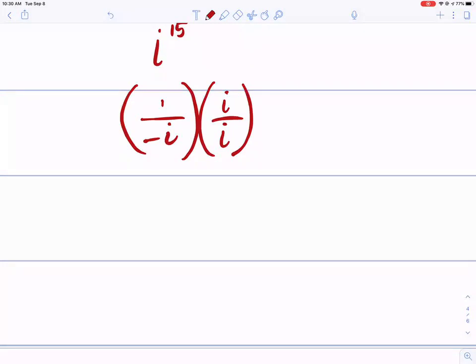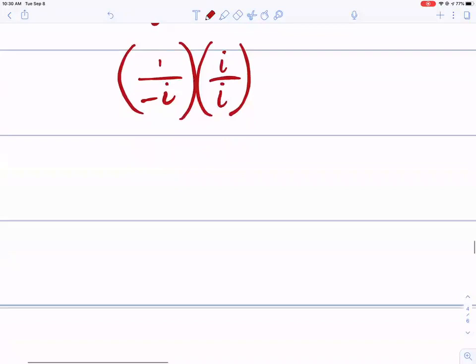So what's step number 3? Multiply your fractions. If it were two binomials, then I would be foiling, but this is just a monomial times a monomial. So when you multiply the tops, what do you get? i. When you multiply the bottoms, what do you get? Negative i squared. Wait a second. What's i squared? Negative 1. So what's a negative negative 1? So now it's just i.